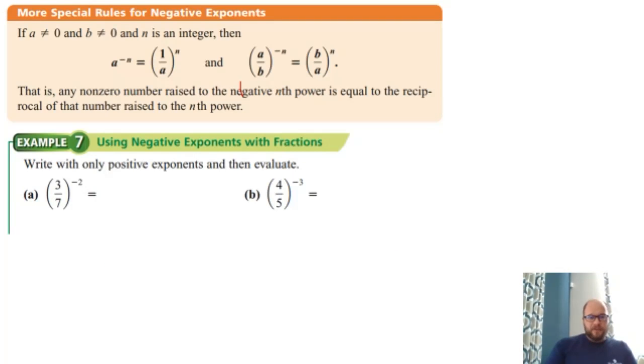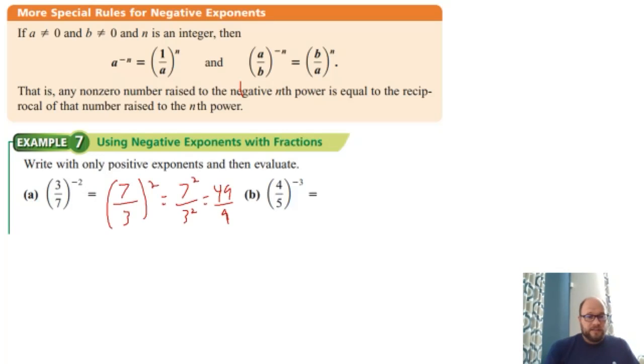a positive exponent. So on the first one, 3 over 7 to -2, and we're flipping the whole thing, so it becomes 7 over 3 to the +2, which then you could distribute that 2 to both parts, so 7 squared, 3 squared, which becomes 49 over 9.